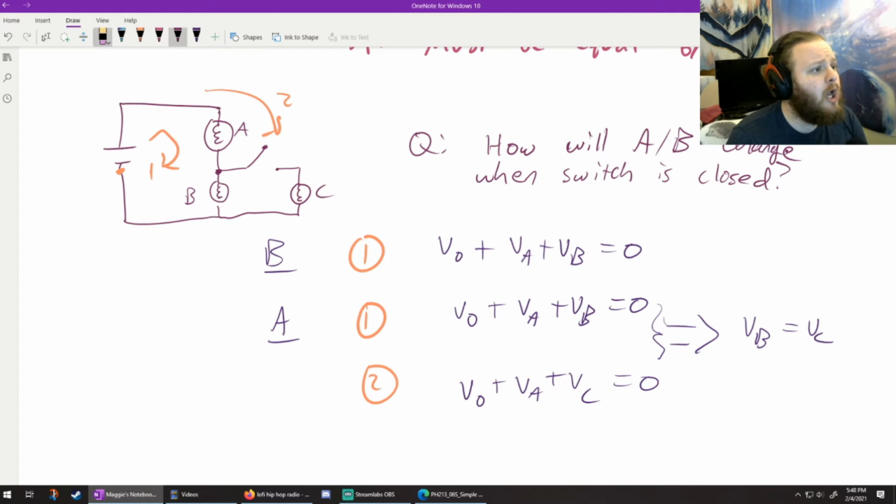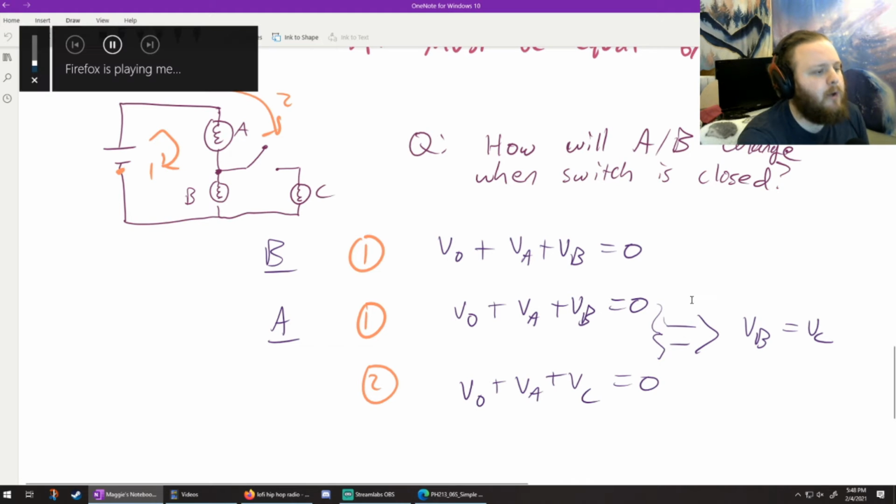So the question is, what happens to the brightness of bulb A and bulb B when the switch closes? Well, it looks to me an awful lot like, at least for bulb, how do I want to say this? I'm trying not to go to current reasoning unless I desperately need to.